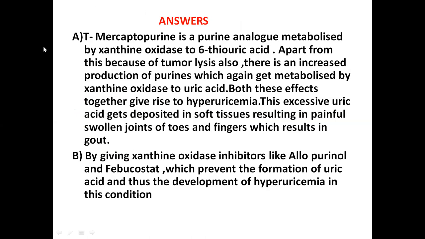The answers were: mercaptopurine is a purine analog metabolized by xanthine oxidase to 6-thiouric acid. Apart from this, because of his tumor lysis also, there is an increase in production of purines, which again get metabolized by xanthine oxidase to uric acid. Both these effects together give rise to hyperuricemia.